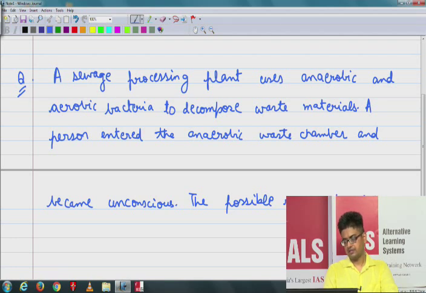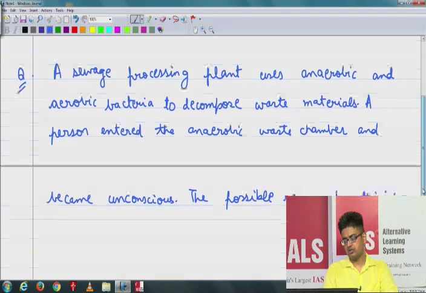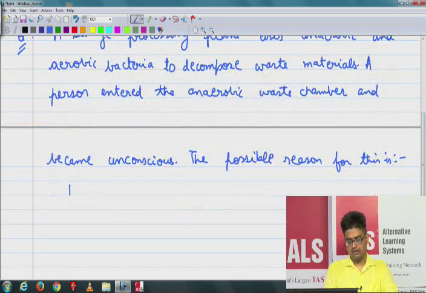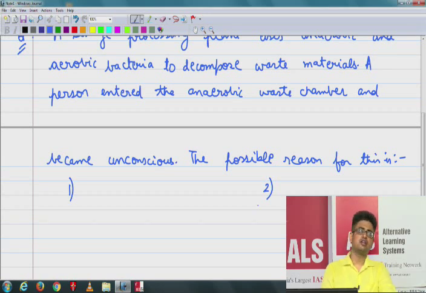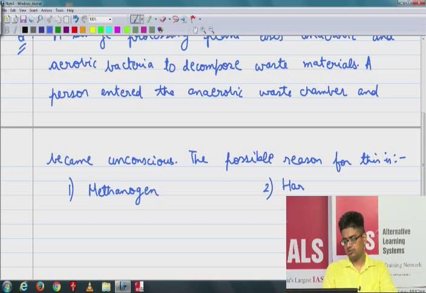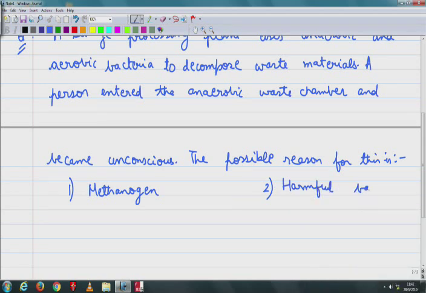Look, this was actually asked as a value-based question, okay? But I'll give you the options. I've changed the options now. I'm just giving the options, otherwise in the CBSE examination, options were not given. So some very interesting questions are there, and this is one type of that question. Methanogen, harmful bacteria. Third reason is viruses. Fourth reason is fungal infection.